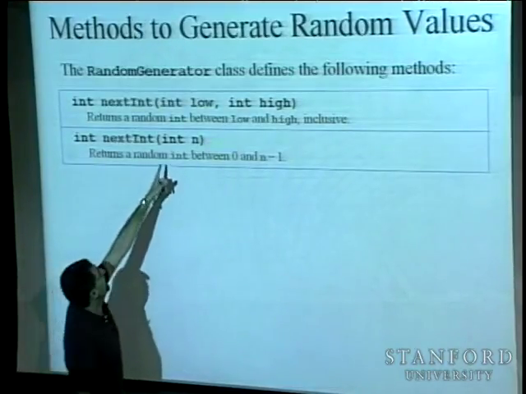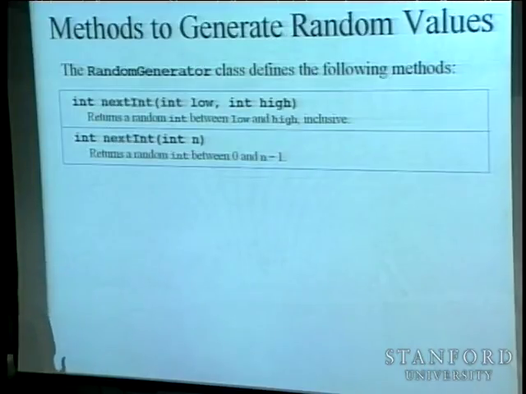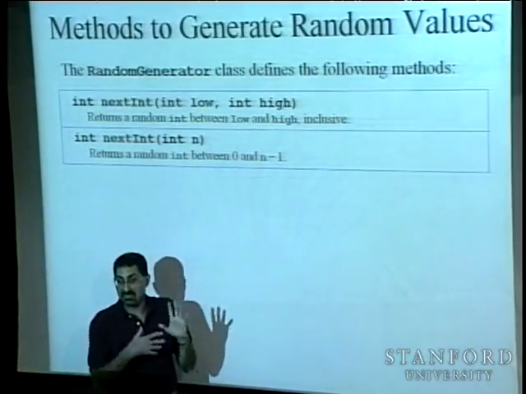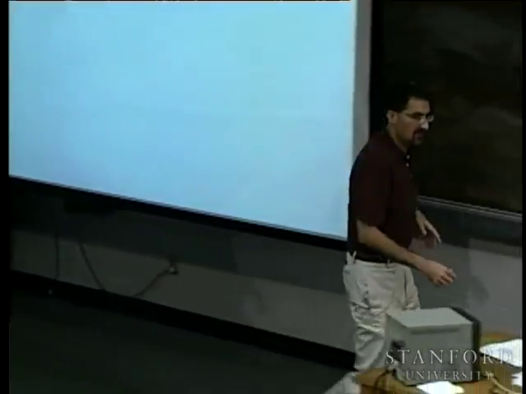Or it can take a single parameter. You can call nextInt, giving it a single value like 10. And what you'll get back is a number between 0 and n minus 1. In that case, you would get a value back between 0 and 9, because as computer scientists, we always start counting from 0.